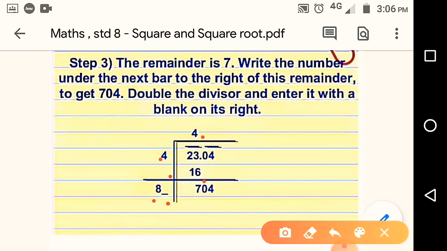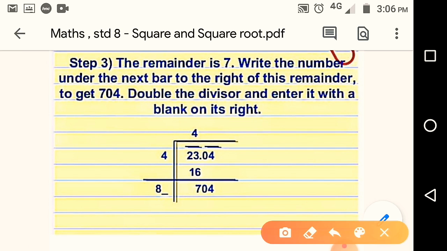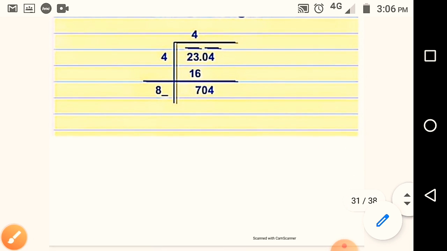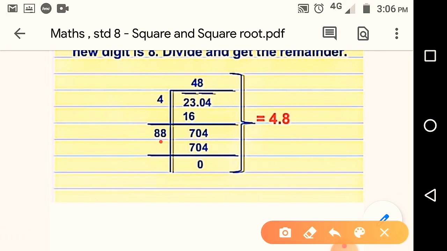Now here you have to think which number you will keep, and that same number you will keep down and you will multiply, and the answer should be 704. Write the number under the next bar to the right of this remainder to get 704. Double the divisor and enter it with a blank on its right. So the next step will be this 88. Whatever number you write here, that same number you have to write down and multiply. So 8 was there, so 88 8s will be 704. So we are getting the answer, and then 0. So 48 is our answer.